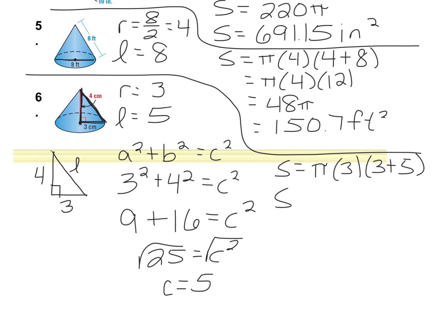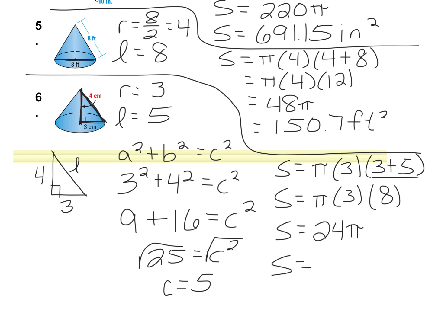Remember, when calculating, what do you have to do first? You have to do that 3 plus 5, right? And then multiply your numbers together. Does anyone have an answer yet? 24 times pi. 75.39. And then what's my label? Good.